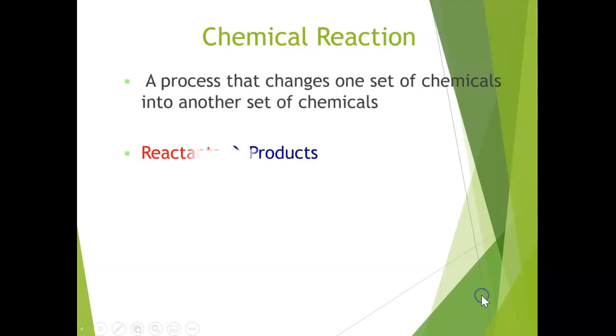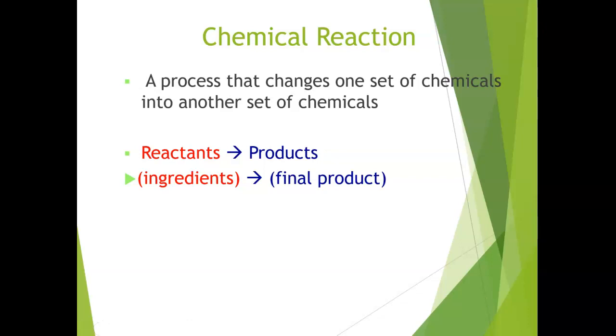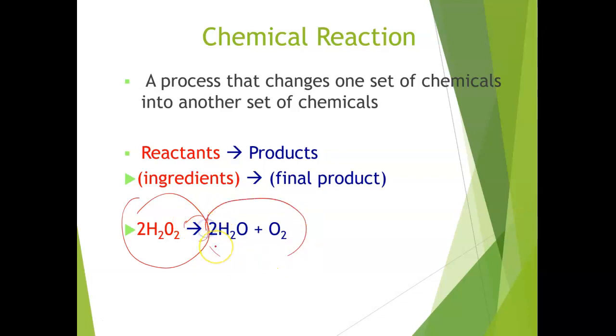So a chemical reaction by definition is any process that changes one set of chemicals into another set of chemicals. Typically it's written in a way where you have a set of chemicals on one side and then an arrow and then a set of chemicals on another side. The chemicals or the compounds that are on the left side are called the reactants, and they're basically your ingredients. What are you putting into the reaction? The chemicals on the right side are going to be your product, or what you're actually making.